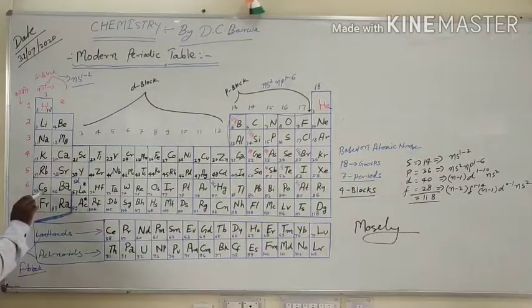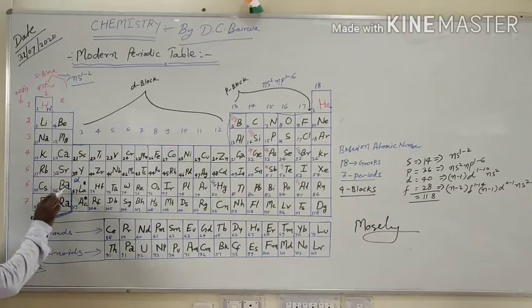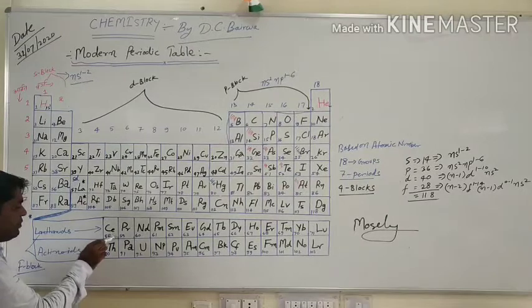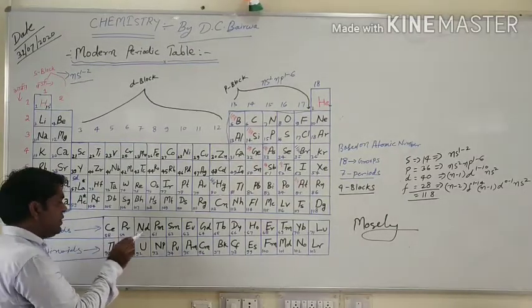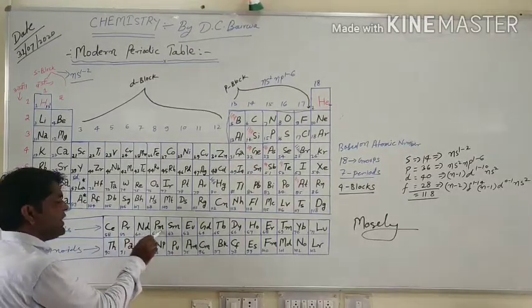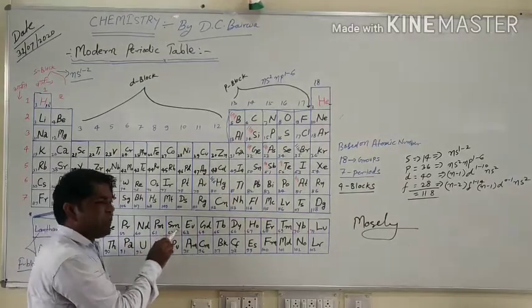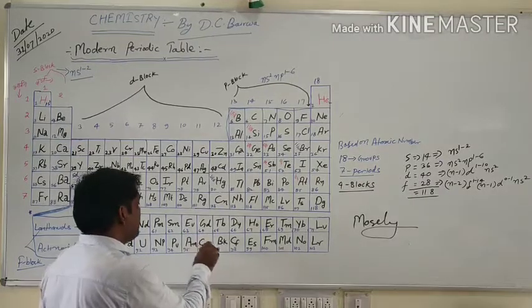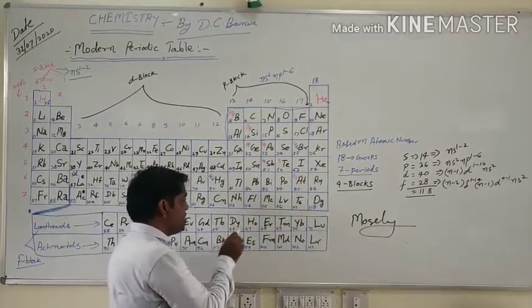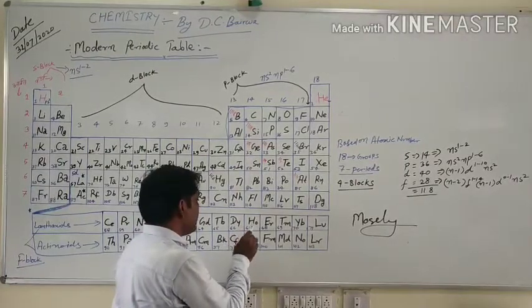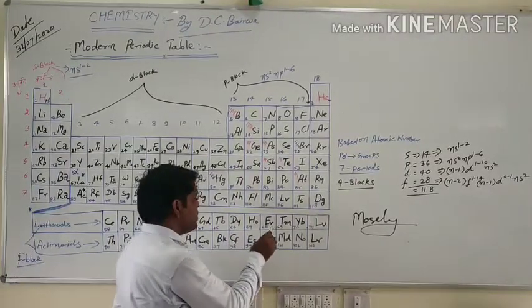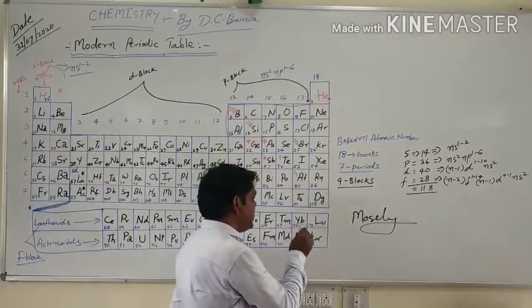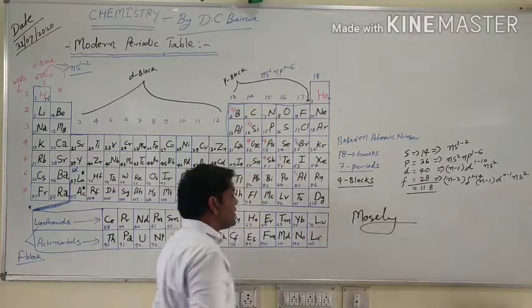Next, 55 is cesium, 56 is barium, 57 is lanthanum. Next, 58 is cerium, 59 is praseodymium, 60 is neodymium, 61 is promethium, 62 is samarium, 63 is europium, 64 is gadolinium, 65 is terbium, 66 is dysprosium, 67 is holmium, 68 is erbium, 69 is thulium, 70 is ytterbium, 71 is lutetium.